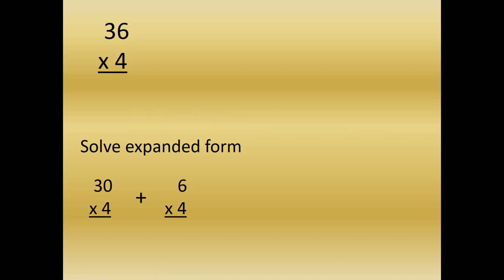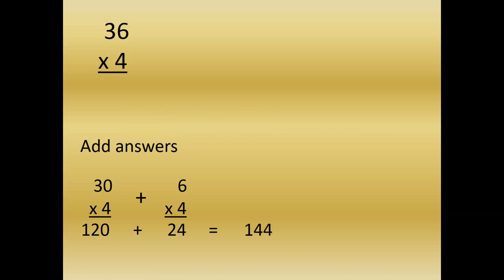So what is 4 times 3? It's 12. Good job. And then we have to add 1 0 onto the end of it because 30 has 1 0 in it. So we know that 30 times 4 is equal to 120. Then what is 6 times 4? 24. So once we have our answers, we now have to add those answers. So we have 120 plus 24, which is equal to 144. So that means our answer to 36 times 4 is equal to 144.